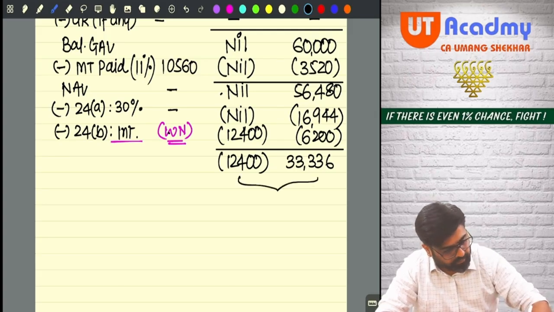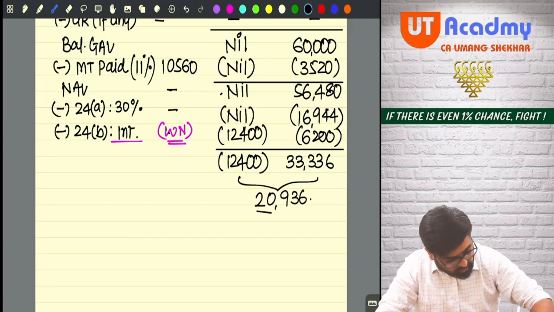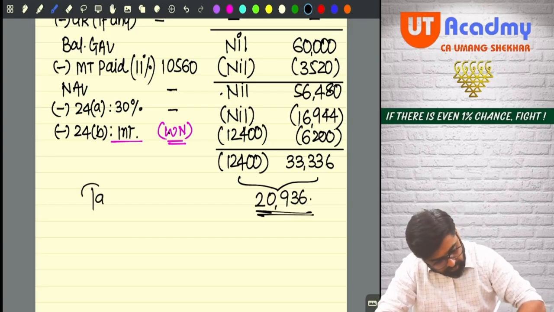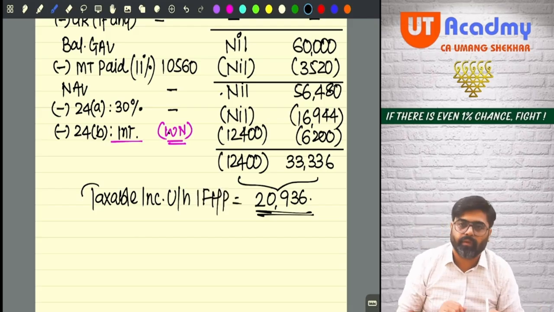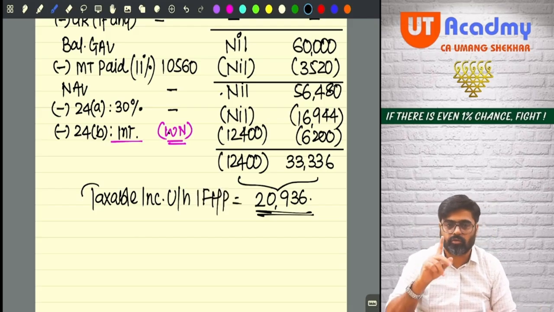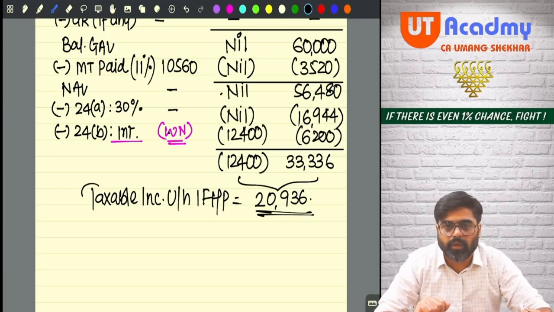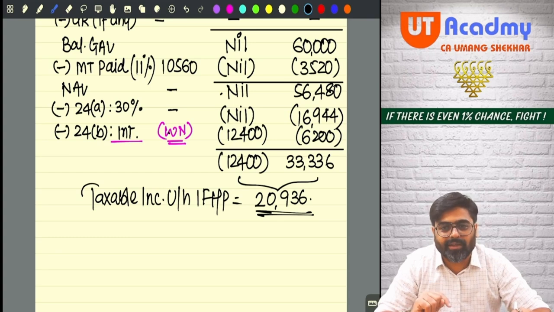And from this I'll reduce 12,400. I will get 20,936 positive. So this is my taxable income under the head income from house property. Final answer. Mark this question important, because this question contains calculation of your pre-construction interest also.